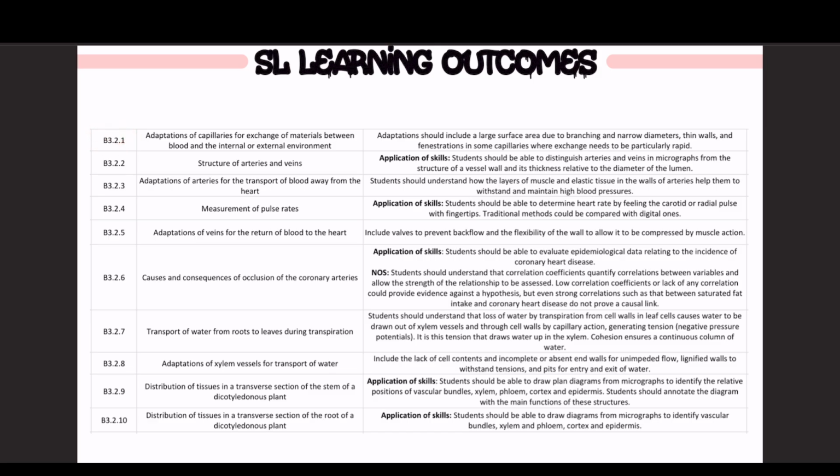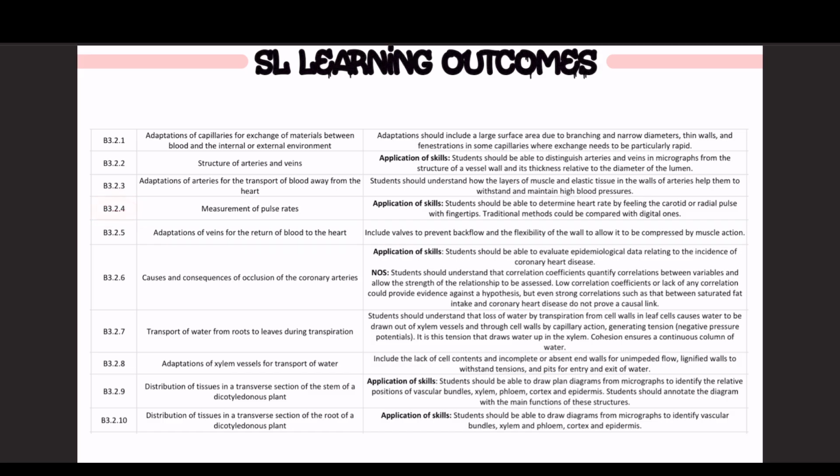The first learning outcome had to do with how capillaries are adapted to their function, i.e. how capillaries are adapted to exchange materials between the blood and the internal and external environment within organisms. We then dived into the structure of both arteries and veins, and specifically, if provided micrographs, students should be expected to distinguish either of these structures. In addition to the structures, the follow-up learning outcome here is really understanding how arteries are adapted to their function and how veins are adapted to their function.